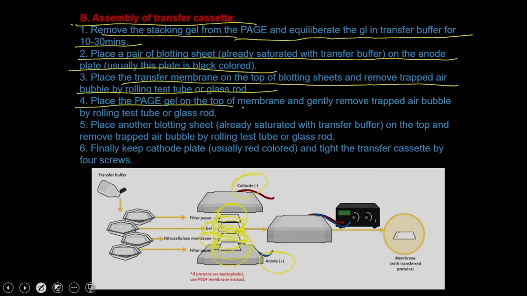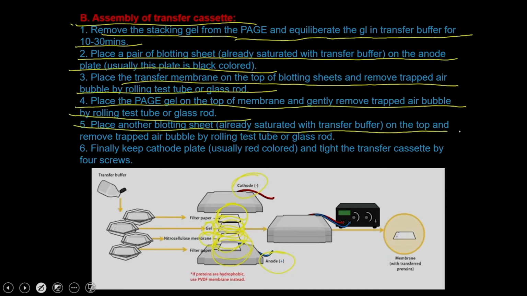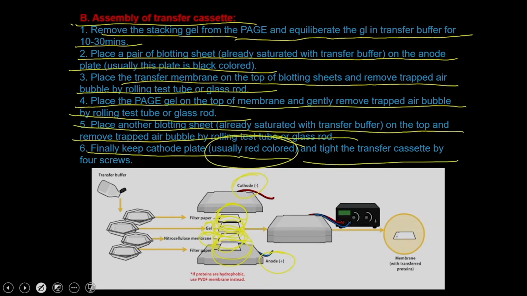Then you place the PAGE gel on top of the membrane and gently remove the trapped air bubble by rolling the test tube. You place another blotting sheet onto the top, and then you remove the trapped air bubble by rolling the test tube or the glass rod, and finally keep the cathode plate, usually the red colored cathode plate, and tighten the transfer cassette with the 4 screws.